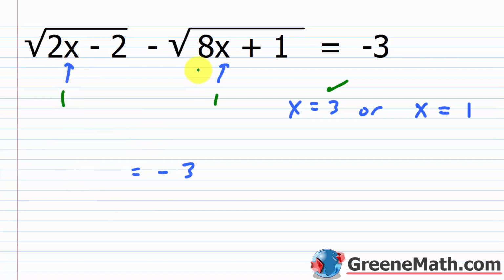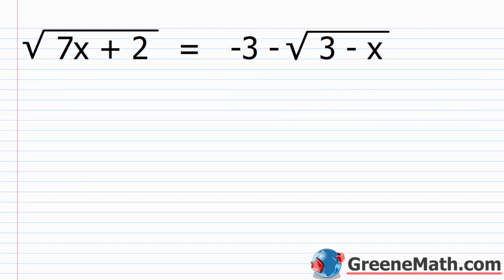So that's gone. 8 times 1 is 8. 8 plus 1 is 9. So you would have the negative square root of 9. Square root of 9 is 3. If I put a negative out in front, it's negative 3. So negative 3 equals negative 3. So x equals 1 checks out as well.